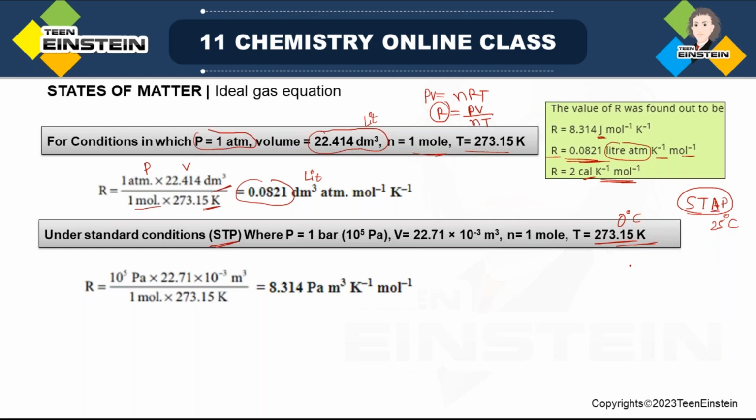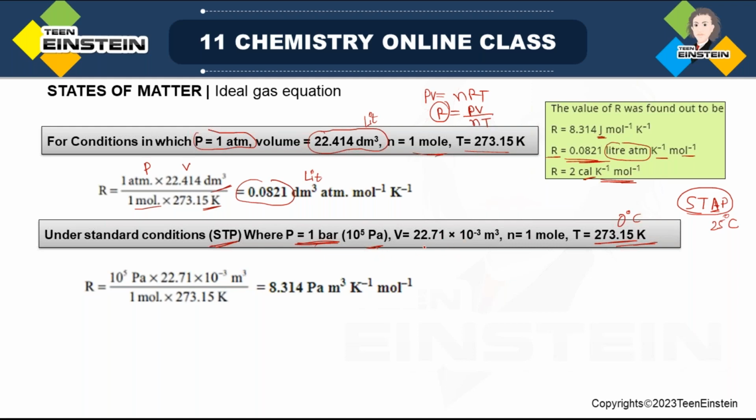So A is for ambient, STP. Here we have considered STP, so pressure is 1 bar. Though 1 bar and 1 atm are very close, there is still some slight difference. And 1 bar is equal to 10 to the power 5 Pascal also. So these are different units of pressure: atm, bar, Pascal.